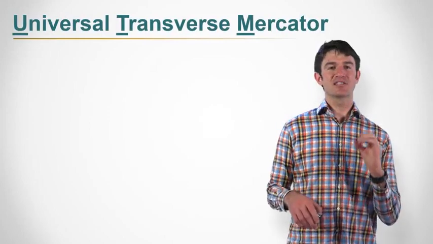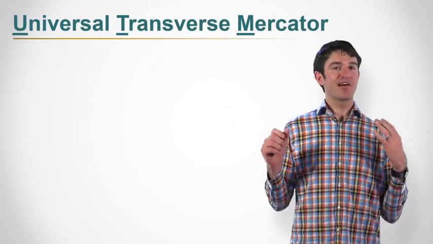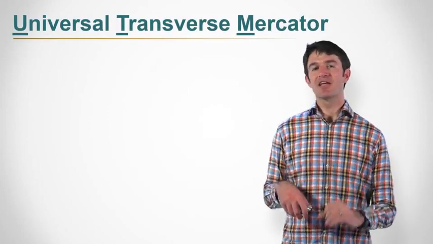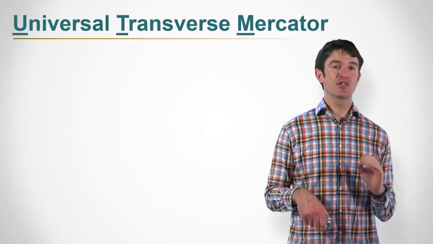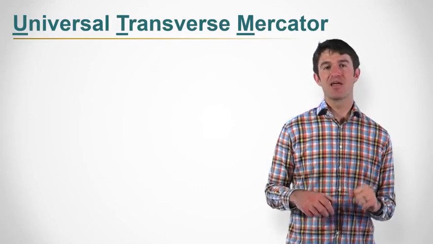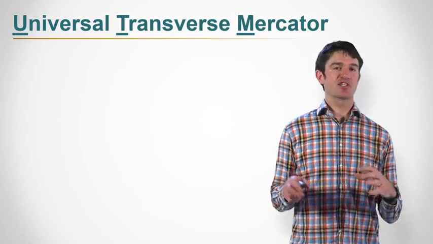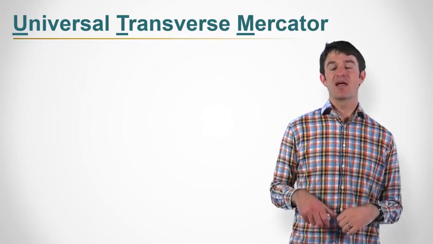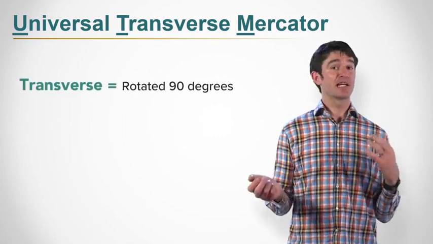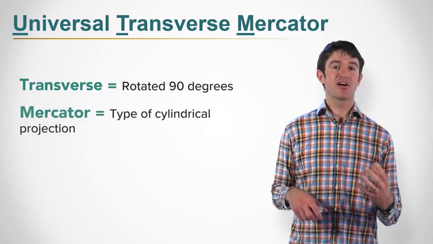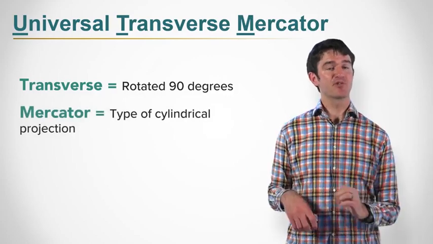To start out, let's discuss UTM. We can figure out what it's doing just by its name. UTM stands for Universal Transverse Mercator Projection. So think about from the previous lecture what transverse and Mercator meant. Transverse meaning rotated 90 degrees, and Mercator meaning a certain type of cylindrical projection.